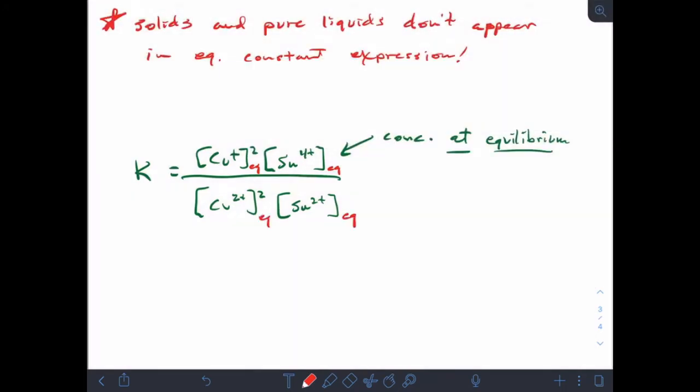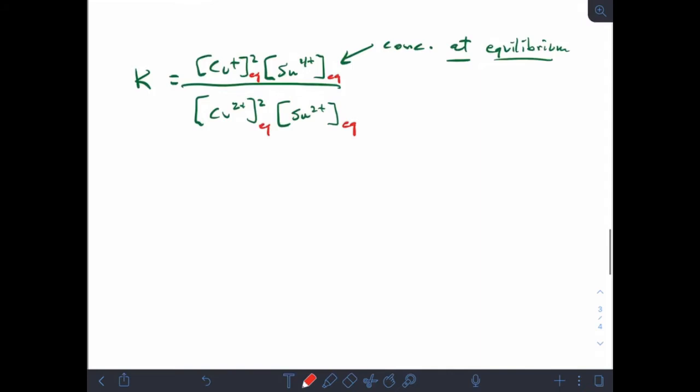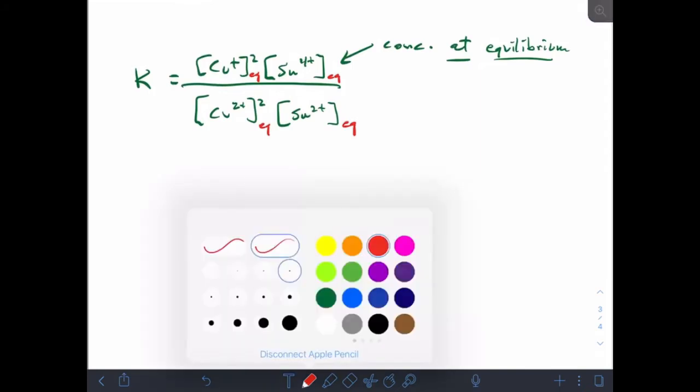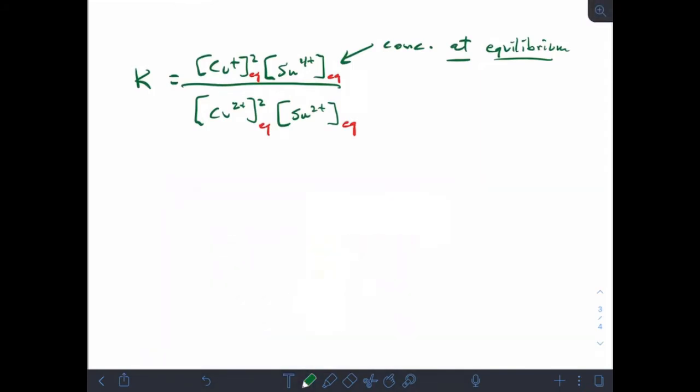Equilibrium constant concentrations. Okay. So to continue on, sorry for the pause there. This happens to me in the classroom all the time. Let me just continue on.